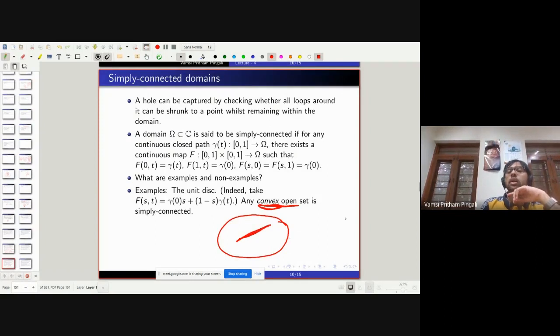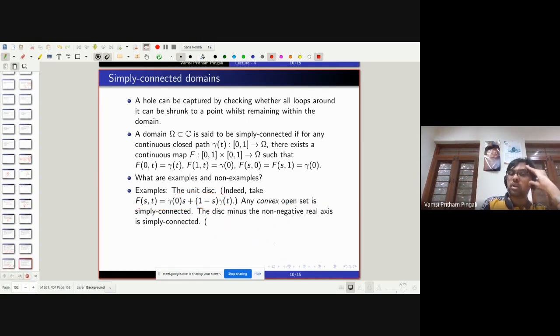So what's not an example of a convex set? Something that looks like this. Because if I take these two points and try to join them by means of a line, oops, I move out of the set, right? So this is not convex, but this is convex. For any convex open set, you can write the same formula, because this is simply the line segment joining these two points, so it lies within this open set. So convex open sets are simply connected.